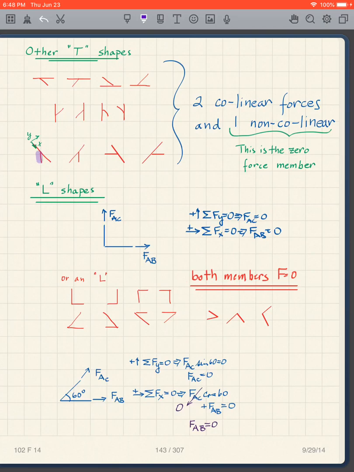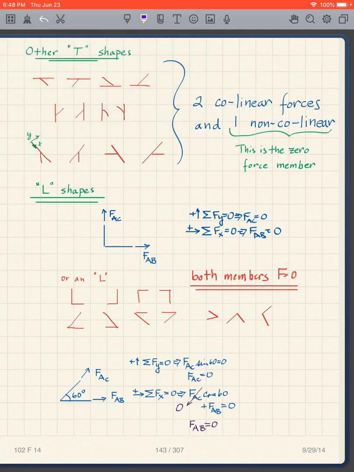The stem of the T in each one of these is going to have zero force. And like I say, you have to take into account the load as well. In other words, if a load is applied there, then it may no longer be a T. So what we're looking at is two collinear forces and one non-collinear force. So what do I mean by that?